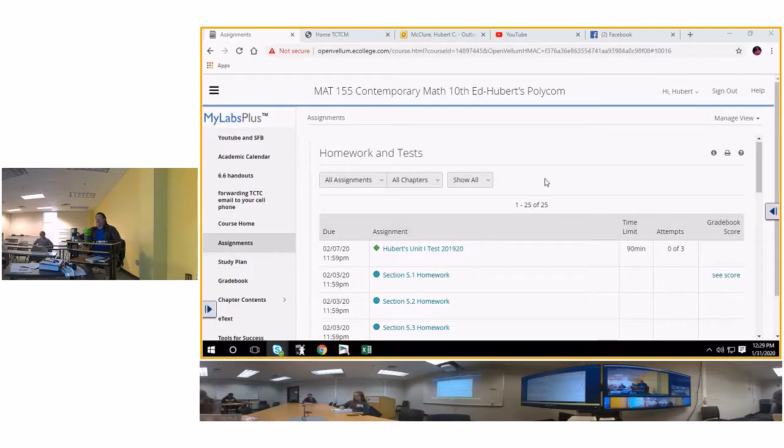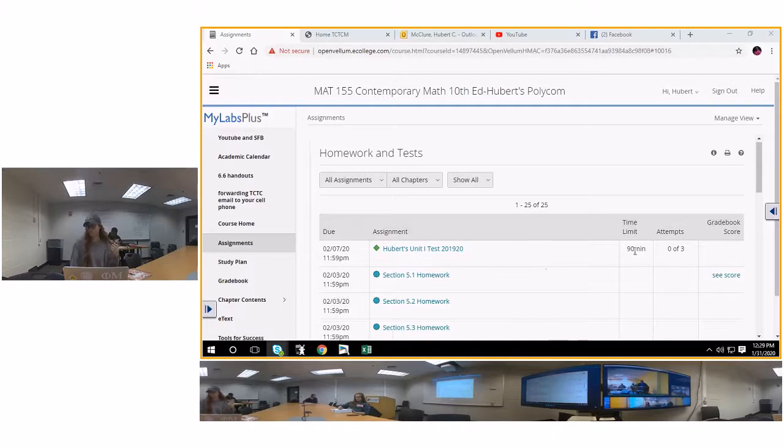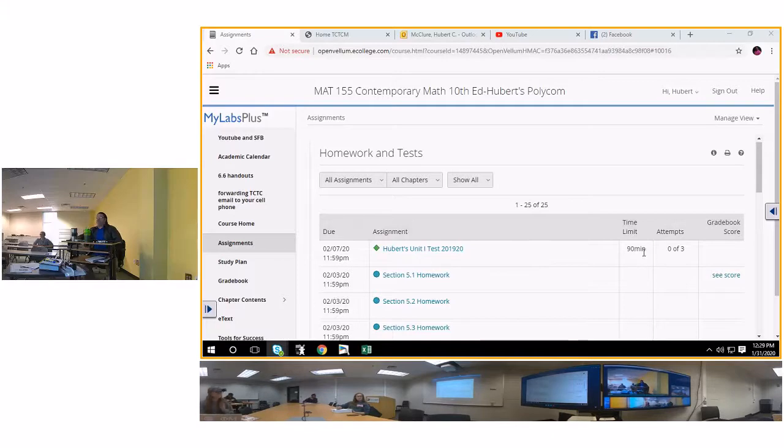So, when you go to assignments, there, could you close that door for me, please? There is the time and the date that it's due. There's the test. That's how much time we have to take the test and how many attempts you have. So if you go to MyLabs Plus, MyLabs Plus will tell you all of this information.